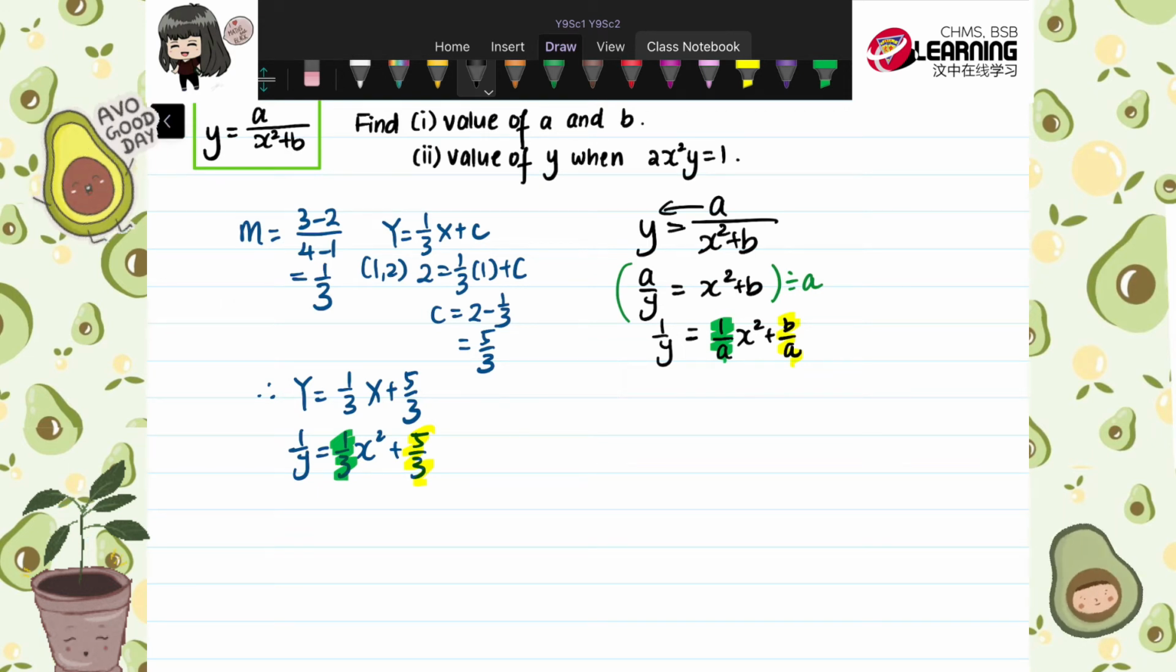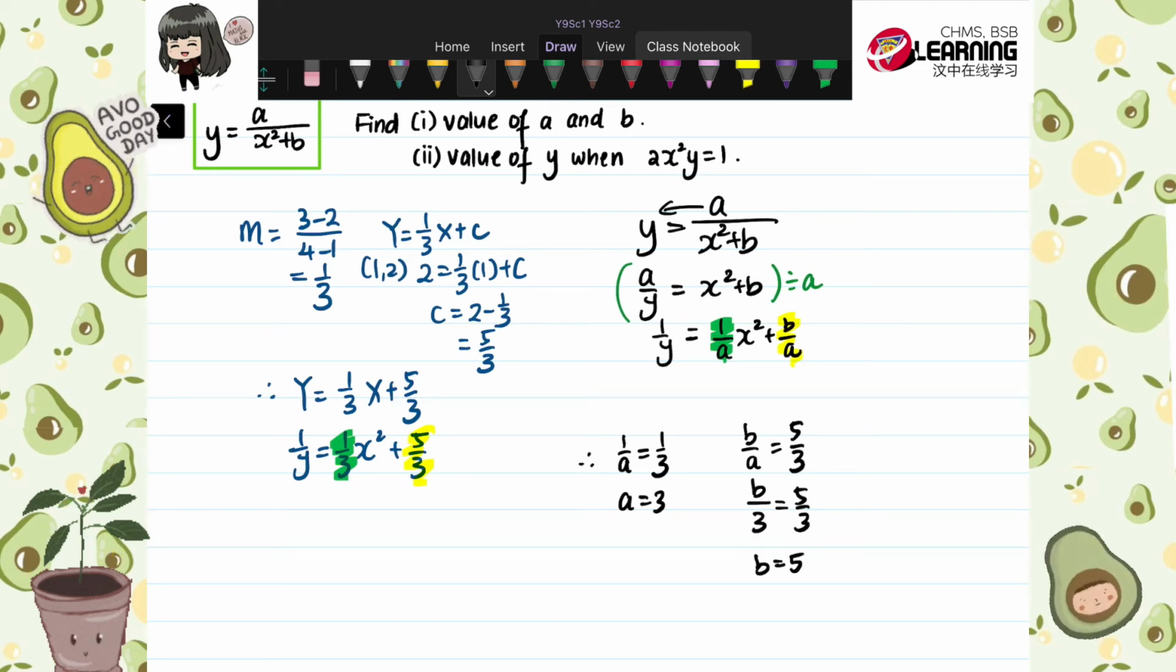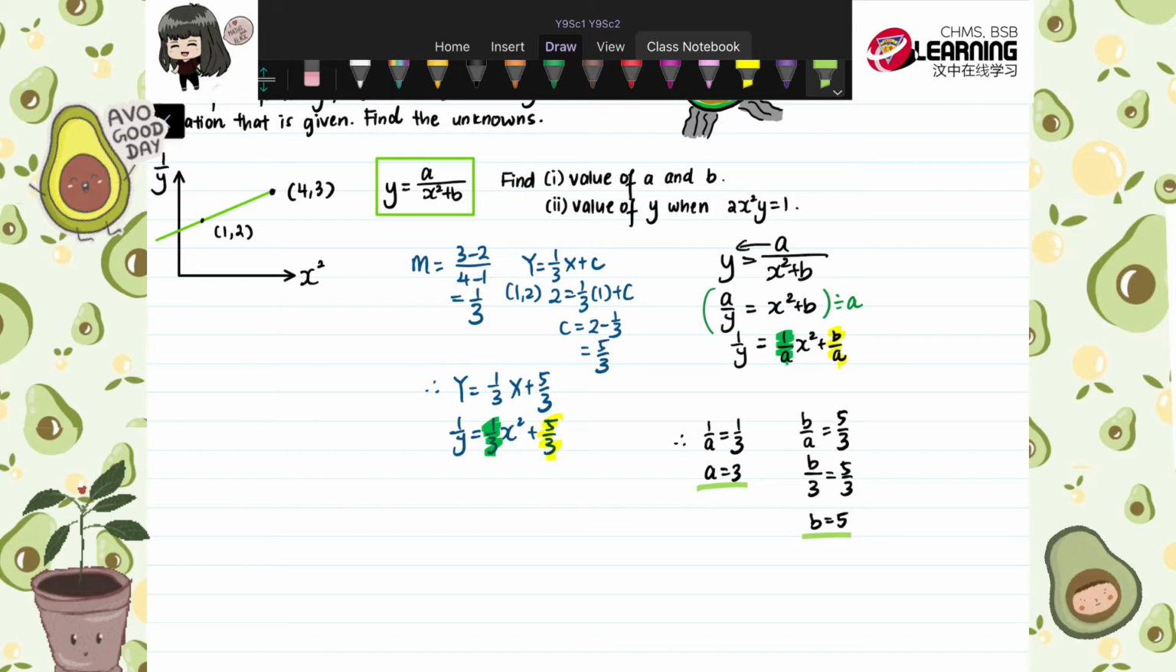So your answer is 1 over A equals 1 over 3, so your A is 3 obviously. And then your B over A equals 5 over 3, which your A is 3, so your B equals 5. So this is my answer: A equals 3 and B equals 5. This is my part 1.